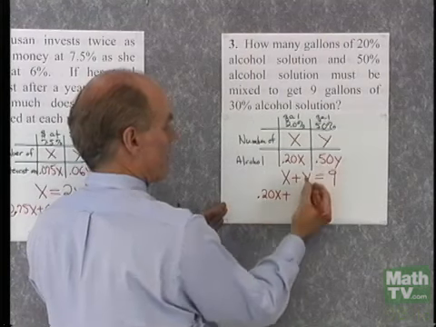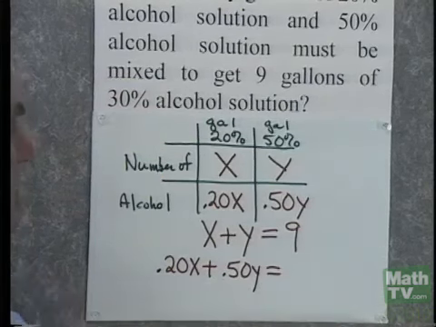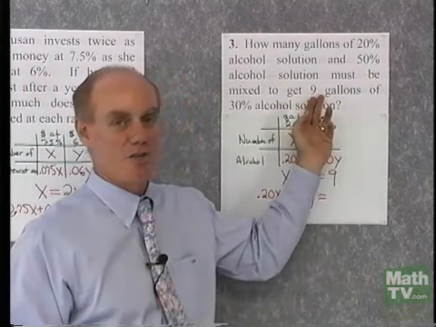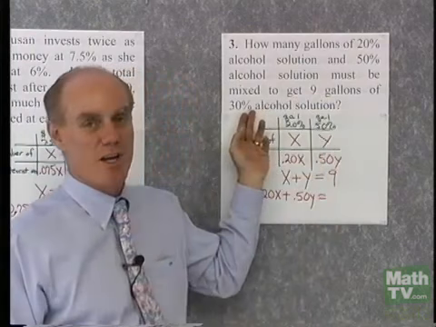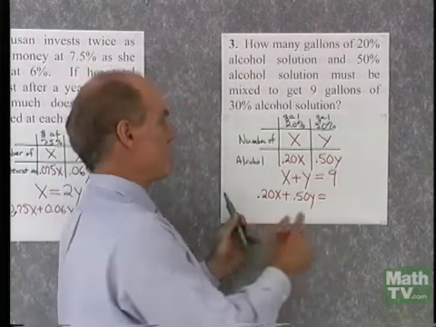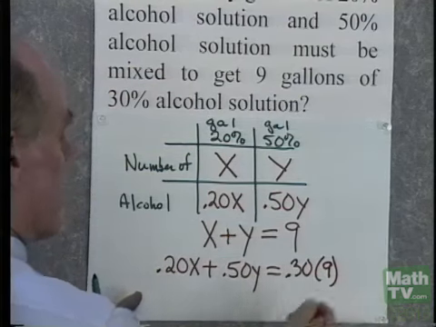So the amount of alcohol in the 20% solution, which is 0.20 times X, plus the amount of alcohol in the 50% solution, which is 0.50y, has to come out to be the total amount of alcohol that we want in the final solution. And the final solution is 9 gallons, that's 30% alcohol. So the number of gallons of alcohol in that final solution must be 30%, so 0.30 times 9.